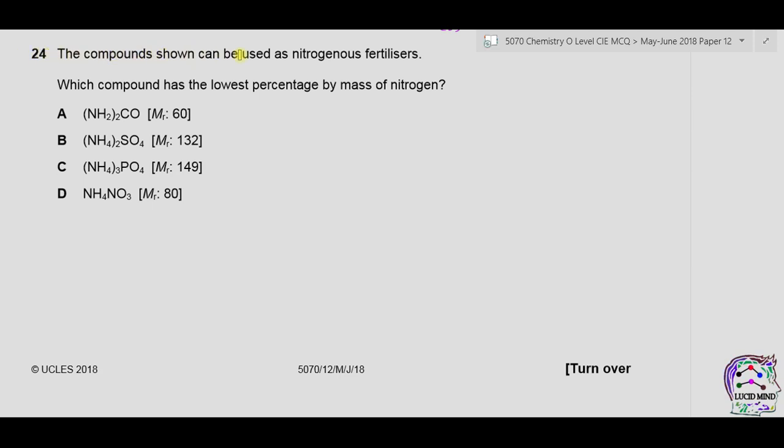Question 24. The compounds shown can be used as nitrogenous fertilizers. Which compound has the lowest percentage by mass of nitrogen? To find the percentage by mass of nitrogen, we can use this formula: percentage by mass of nitrogen is equal to the atomic mass of nitrogen into its number of atoms present in the compound, divided by the molecular mass of the compound, into 100.